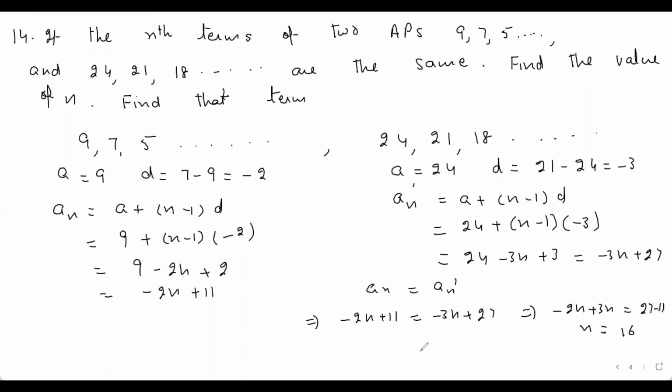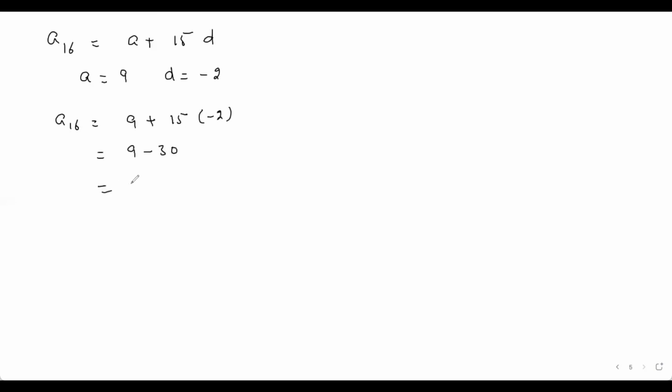Now he says find that term. Now I am to find that term. That means I am to find A16. A plus 15D. If I take A as 9 and D as minus 2, then A16 is equal to 9 plus 15 into minus 2. That is 9 minus 30, that is minus 21. If I take A as 24 and D is equal to minus 3, then A16 is equal to 24 plus 15 into minus 3. That is 24 minus 45.